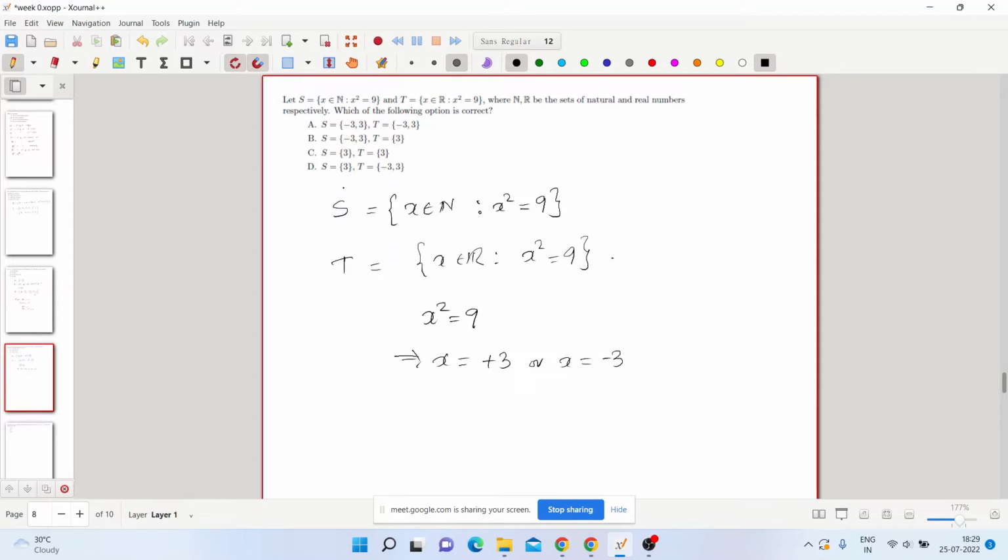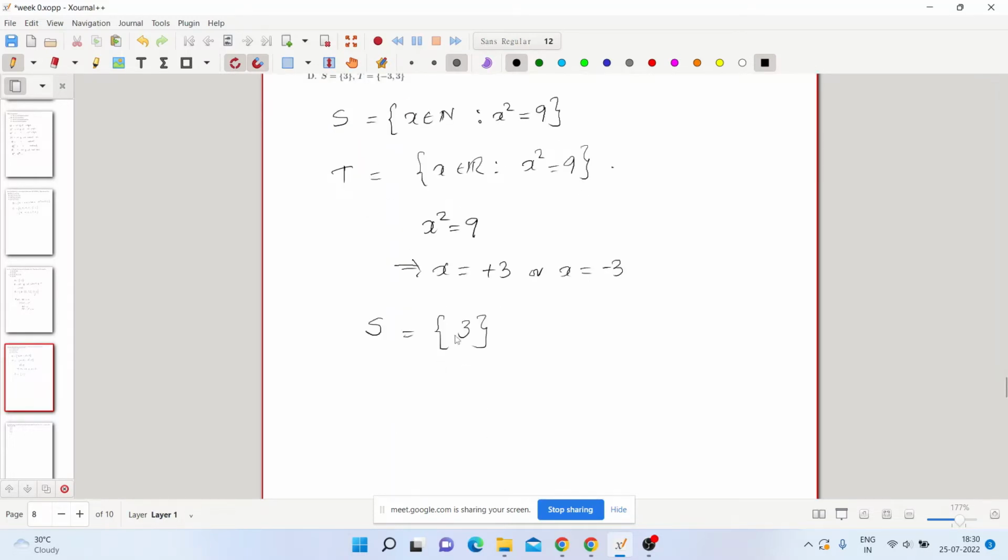Now we want to check whether this x belongs to S or T. In order for x to belong to S, x should belong to N also. Here 3 belongs to N, but minus 3 does not belong to N. So 3 is the only possible element that can be in the set S. So we got S equal to the set {3}. This is a singleton set. Now we are finding T.